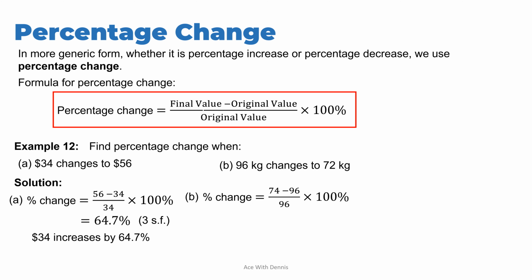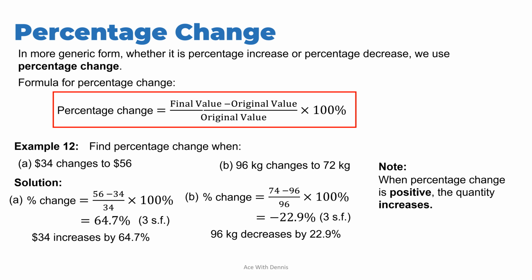For B, again we apply the percentage change formula. So the 96 kilograms is the original value, 72 kilograms is the final value. So change from here to here. So it will be 72 minus 96 over 96 times 100%. Okay, the answer will be negative 22.9% to 3SF. It is a negative value, then we know that it is a decreasing case. So to answer the question, 96 kilograms decreases by 22.9%.